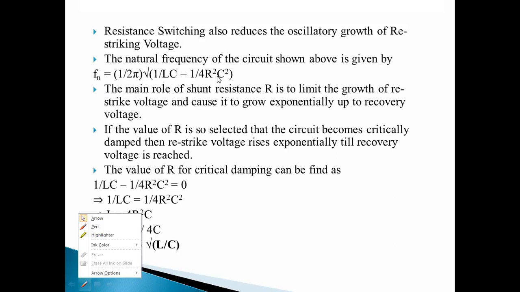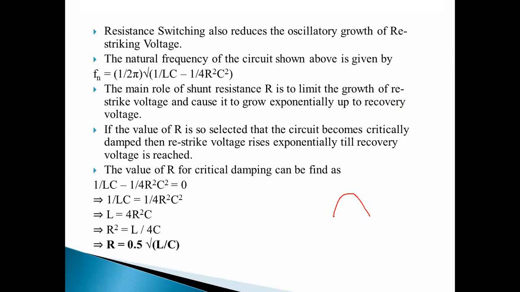Okay, what is the shunt resistance doing? It is limiting the restriking voltage, and causing it to grow exponentially. Exponentially means whatever transients are there will be removed. म्हणजे हे जे ऑसिलेशन्स होते ते काय होणार आहेत? रिमूव्ह होणार आहेत. So it will increase exponentially up to the recovery voltage.